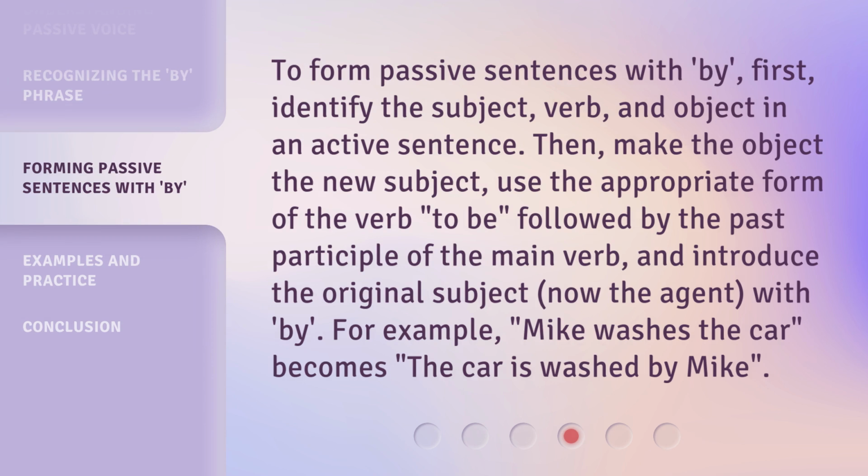To form passive sentences with by, first, identify the subject, verb, and object in an active sentence. Then, make the object the new subject, use the appropriate form of the verb to be, followed by the past participle of the main verb, and introduce the original subject, now the agent, with by. For example, Mike washes the car, becomes, the car is washed by Mike.